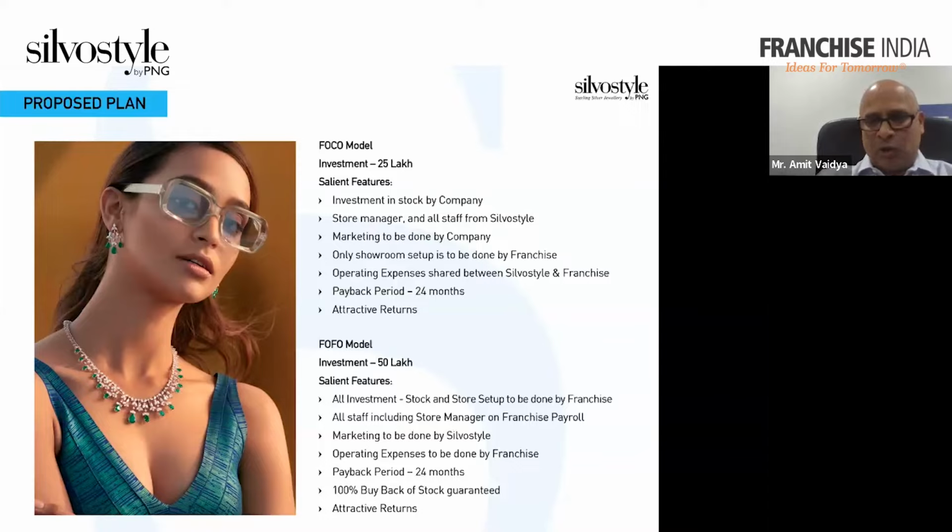The people cost, that is the team cost: the store manager is from the Silvostyle end, and the other staff, which is just around 3 to 4 staff, would have to be put in by the franchisee. The other operating costs, which are basically rent and electricity, will have to be paid by the franchisee, whereas the packing material cost and the stationery cost would be from the Silvostyle end. So almost 40% of the operating cost would be from the company's end, and the franchisee will have to bear only 60% of the operating expenses.